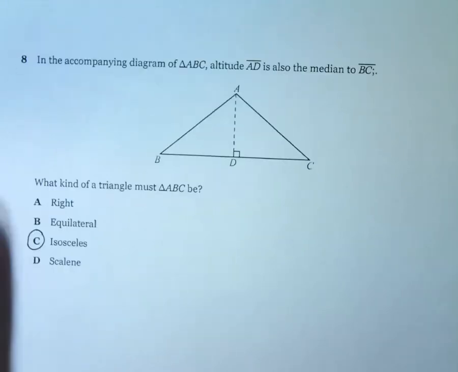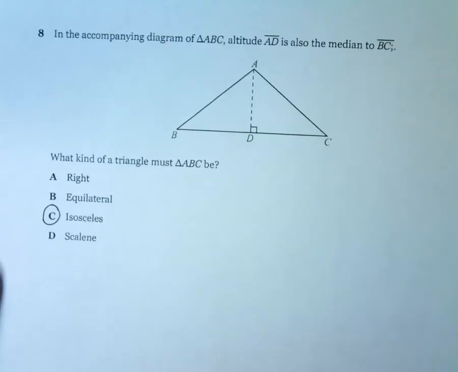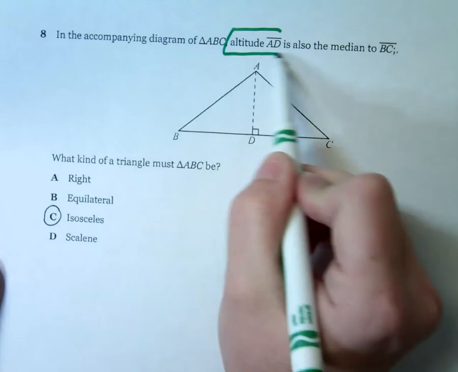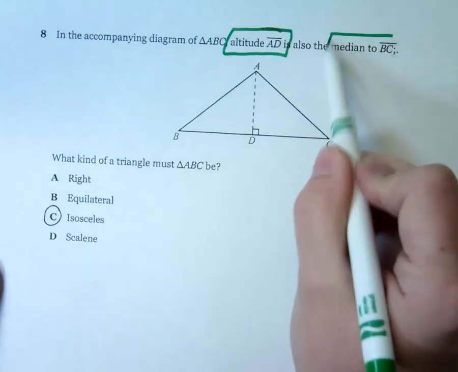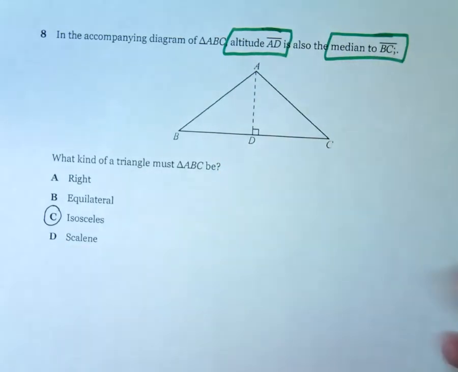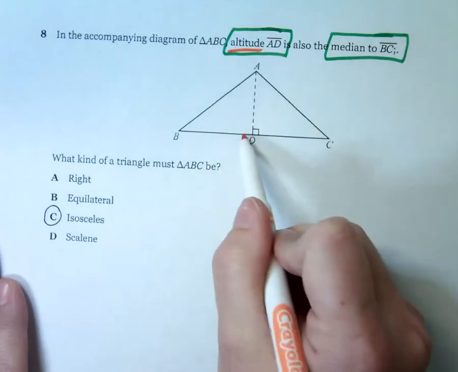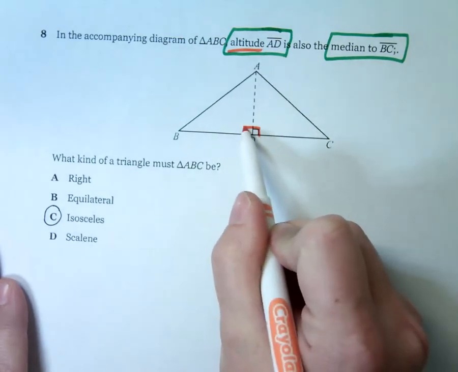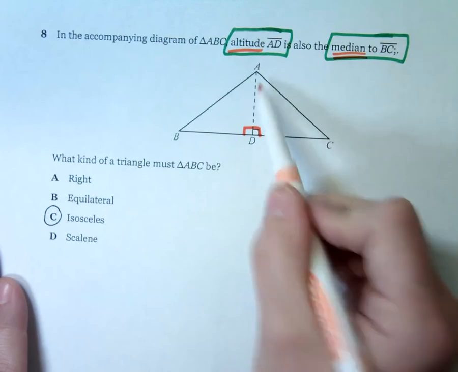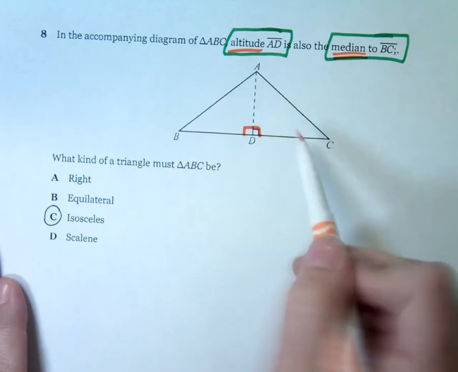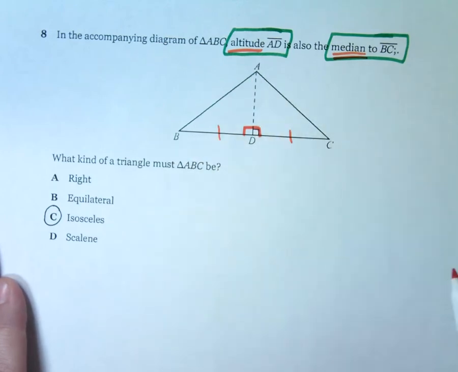Okay, number 8 says altitude AD is also the median. So we need to talk about these two words. If something is an altitude, it forms 90 degree angles with the base. And if something's a median, then it's going to cut that base in half. So these two pieces are equal.